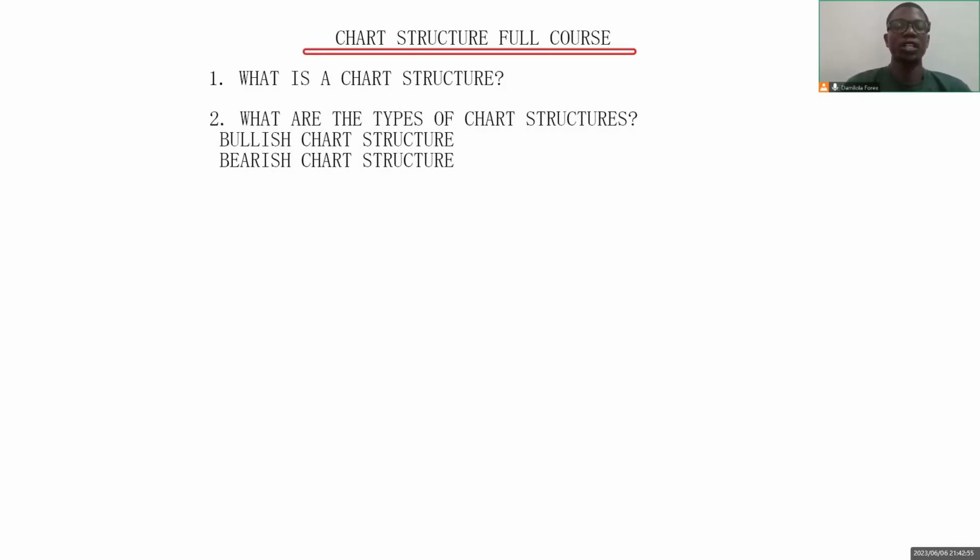The bullish chart structure is made up of higher highs and higher lows, while the bearish chart structure is made up of lower highs and lower lows. Let's go ahead and specify that the bullish chart structure is made up of higher highs and higher lows, while the bearish chart structure is made up of lower highs and lower lows.